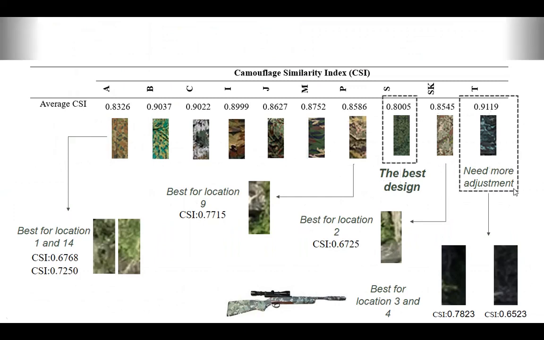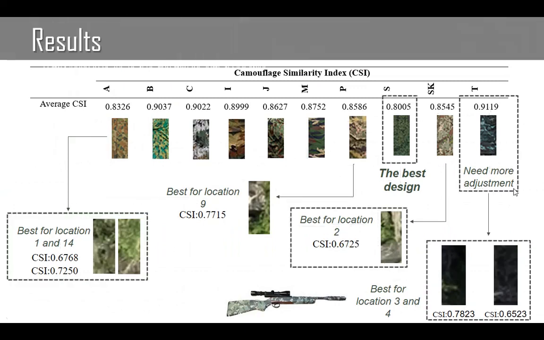So this is the result. Okay, so S has the lowest average CSI in those 14 different locations with the value 0.8005. So this is good in terms of the overall. And T has the highest CSI with the value 0.9119. So this design needs more adjustment.